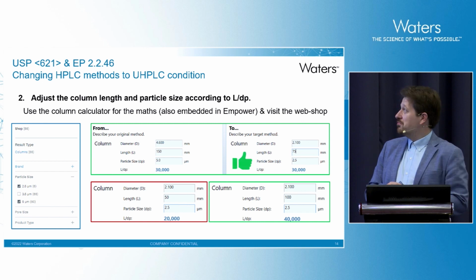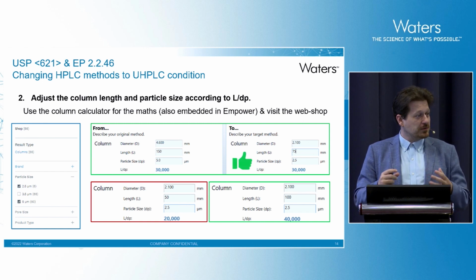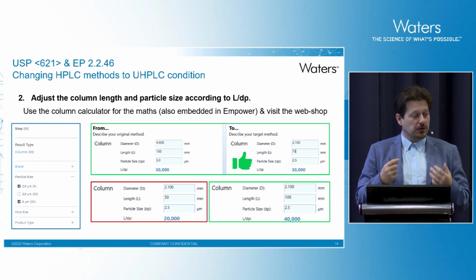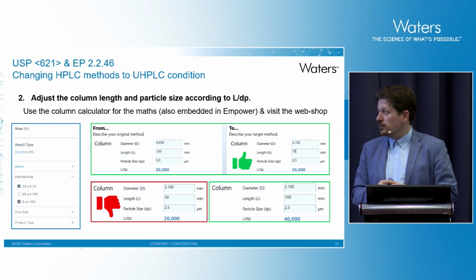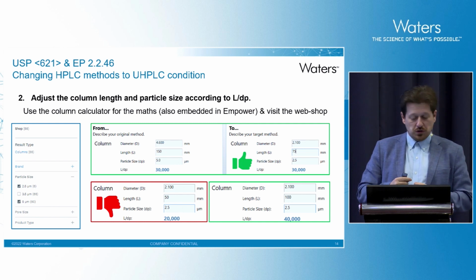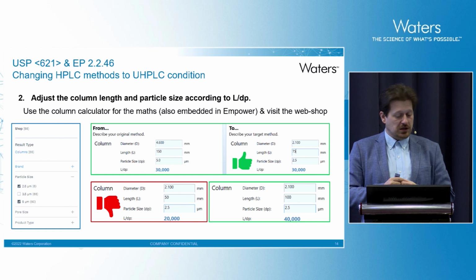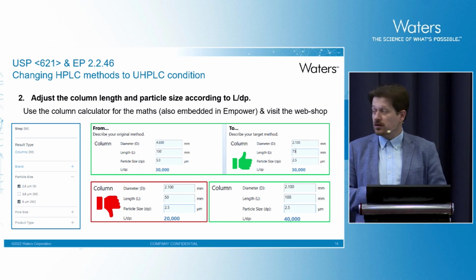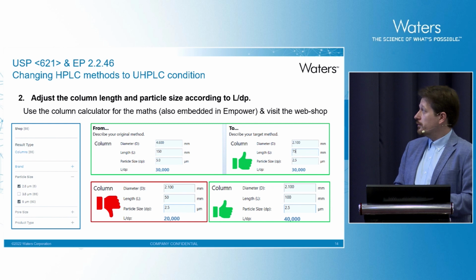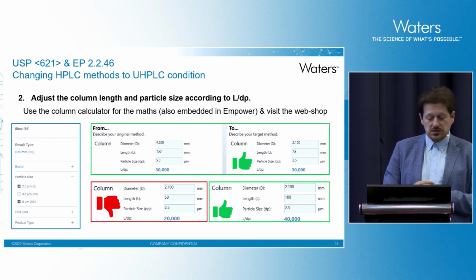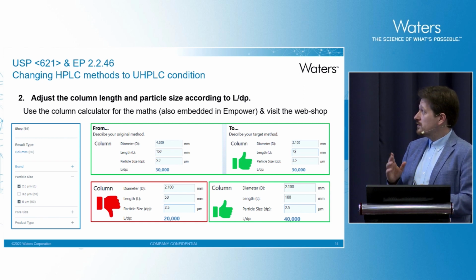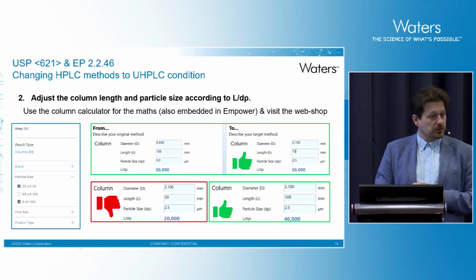This column would be a perfect match, the same separation power, so the method should give exactly the same results. If I go for a smaller one, like this one, the method would be faster, the runtime would be shorter, but it would require full validation. We do not comply because only minus 25% in L over dp is allowed. So this column I reject. I could also go with this column. It's a little bit longer, the runtime slightly increased, maybe 1-2 minutes more per injection, but I get plus 10,000 L over dp, so I have more power of separation.